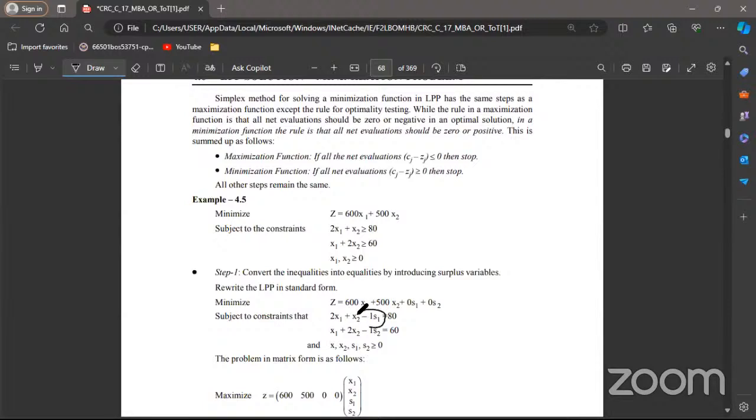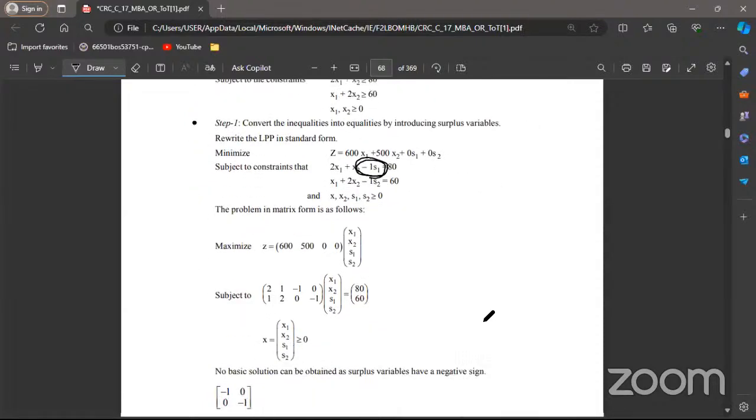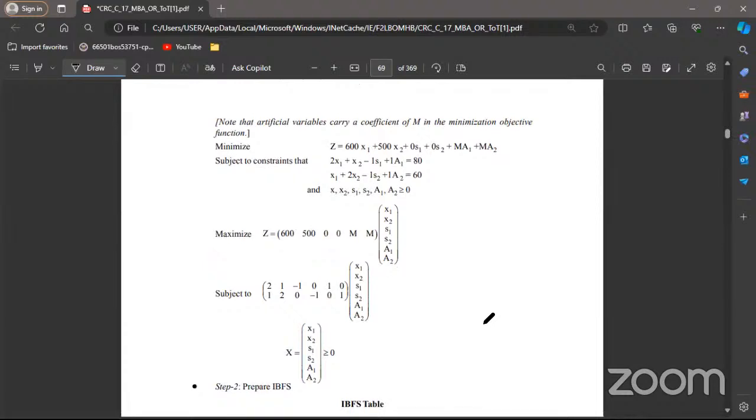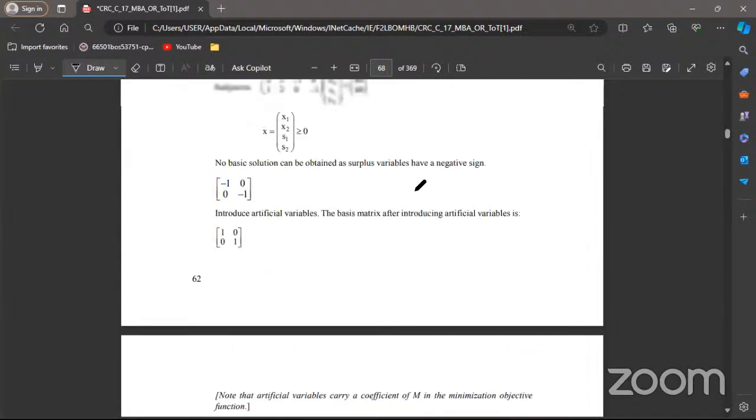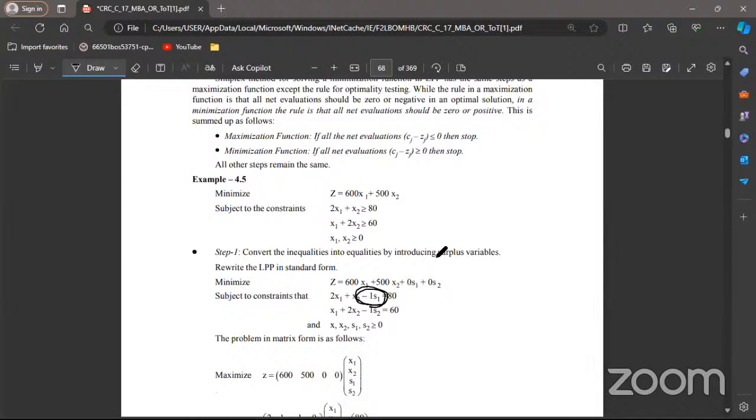the variable is not sufficient actually. Removing the variable is not sufficient. We have to add an artificial variable, something like this. Is that clear? The surplus variable alone can't be there. We have to add an artificial variable. Is that clear? So we will change here.